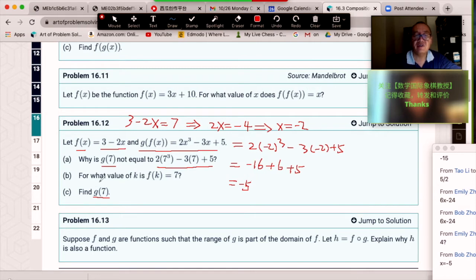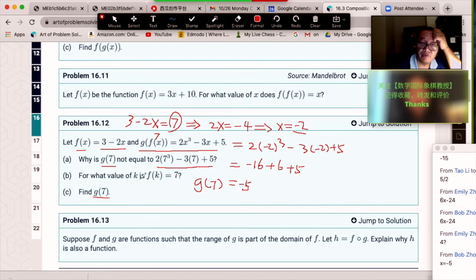Okay? So then that means we get g(7). This one actually is g(7). Here, when x equals negative 2, f(x) will equal 7. So here, actually, we plug in 7: f(x) equals 7, but x equals negative 2. You plug x equals negative 2 here, and you get g(7) actually equals negative 5.